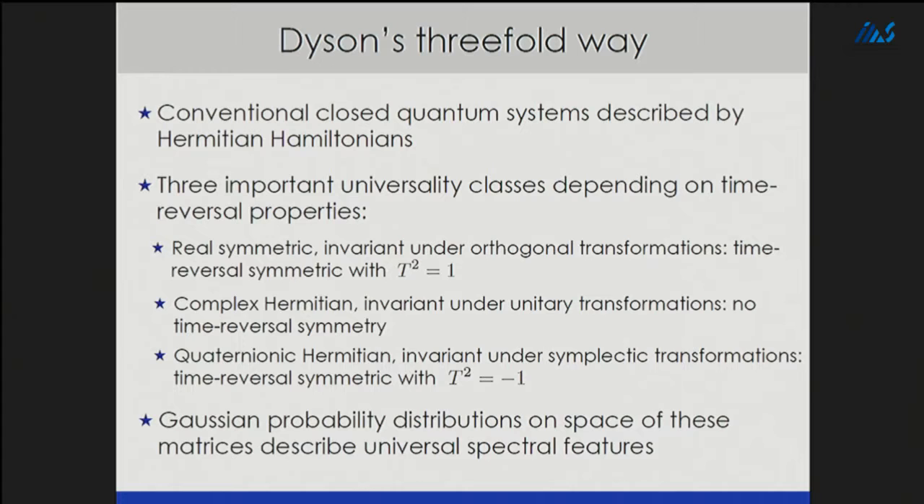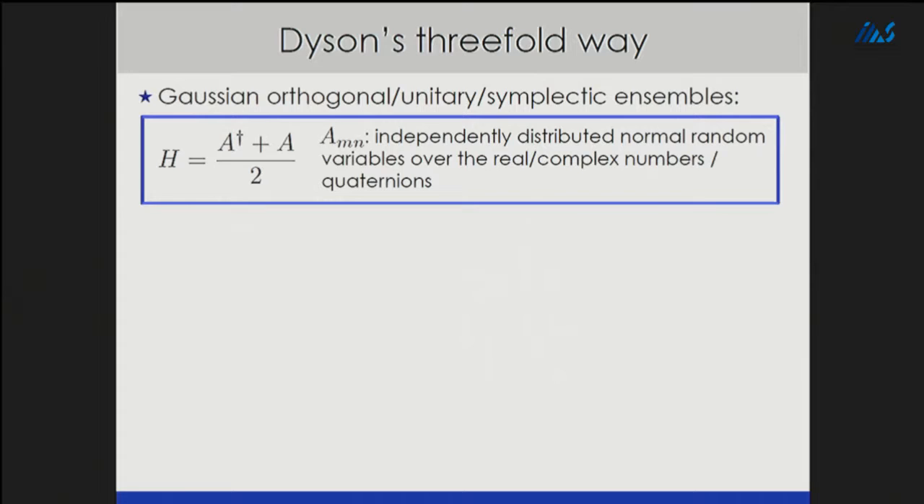Okay, so what Dyson then does is define a Gaussian probability distribution on the space of these matrices, and there are many good reasons to look at Gaussian distributions. One very good reason is that if the matrices get very large, different distributions actually yield universal behavior, and then you might just as well use Gaussians, right? Because they're easy to calculate with. But there are many deeper reasons to use Gaussians. That was introduced by Dyson in the 60s, and the spectral features of these matrices are very well understood.